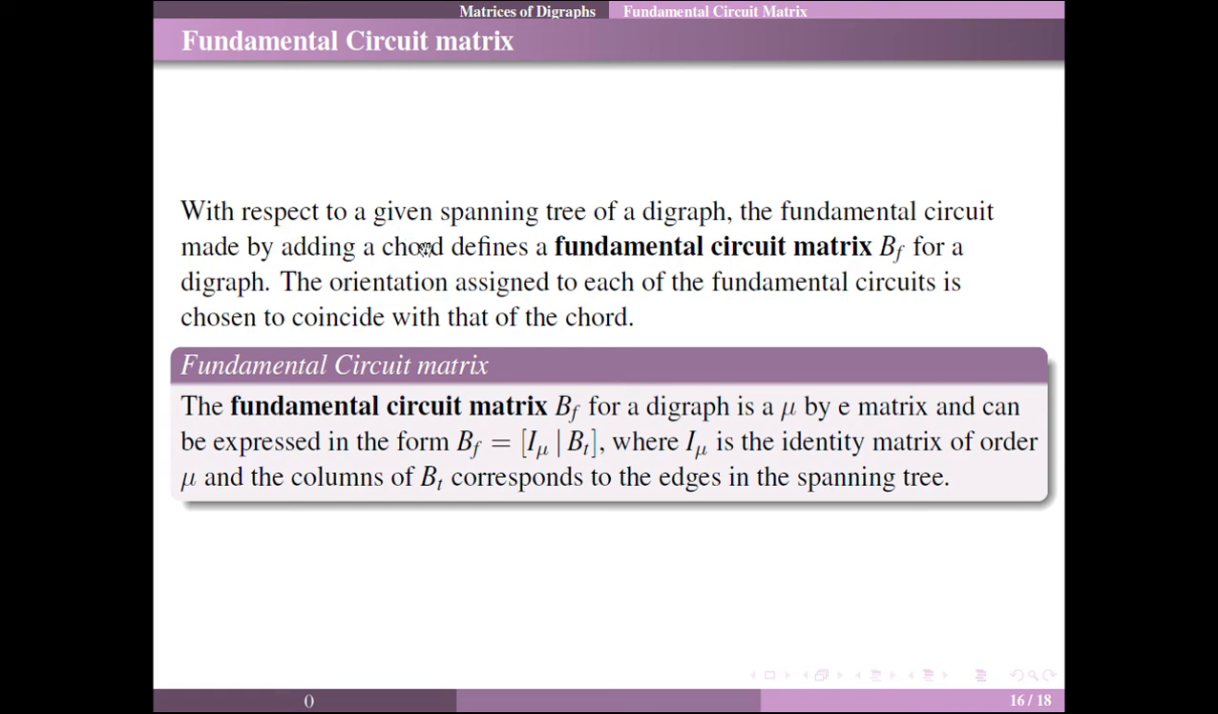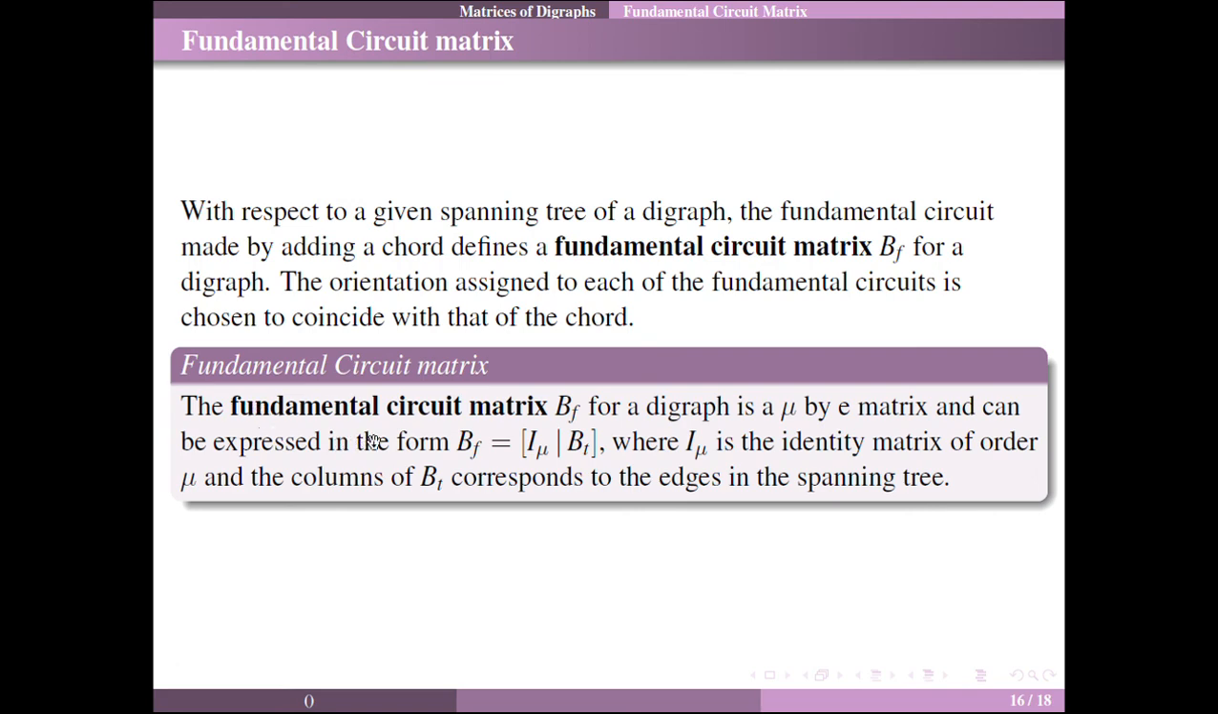With respect to a given spanning tree of a digraph, we know how to construct a fundamental circuit. Now for each chord, adding the chord defines a fundamental circuit, and these give the fundamental circuit matrix BF. And the orientation assigned to each of these fundamental circuits is chosen to coincide with that of the chord. So formally we define what a fundamental circuit matrix is.